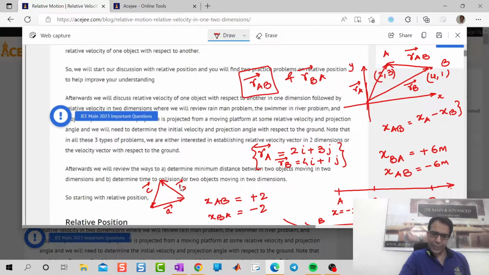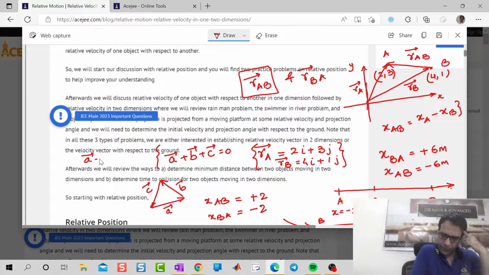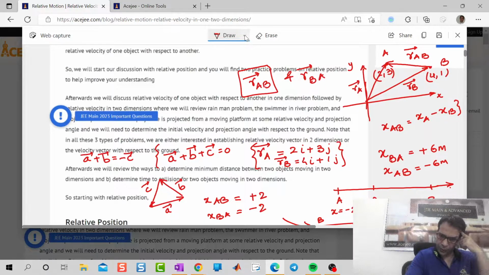Now if you use that logic, and I hope you're familiar with a negative vector, right? So if I were to write this as A plus B plus C is equal to 0, so I can write A plus B is equal to minus C. What will be minus C vector, beta? Minus C vector will be this one. So let me use a different color.